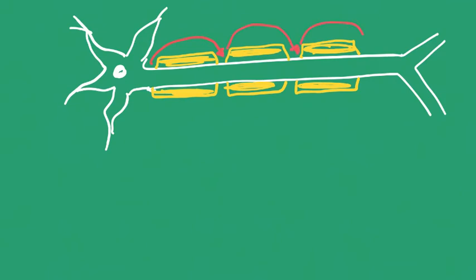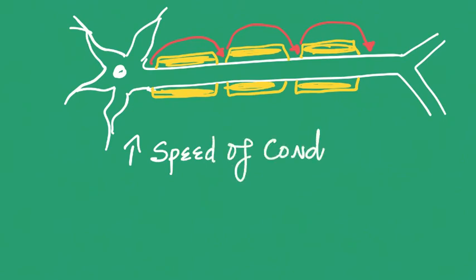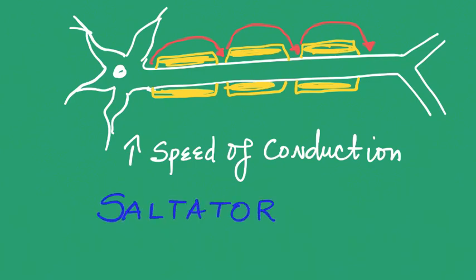As a result, it greatly increases the speed of conduction. And this is very useful for somatic motor and somatic sensory neurons that must carry impulses at a very rapid rate. We call this type of conduction saltatory conduction. Saltare in Latin means to jump, and this impulse jumps or leaps from one node of Ranvier to the next. As a result, large myelinated neurons have the fastest speed of conduction.